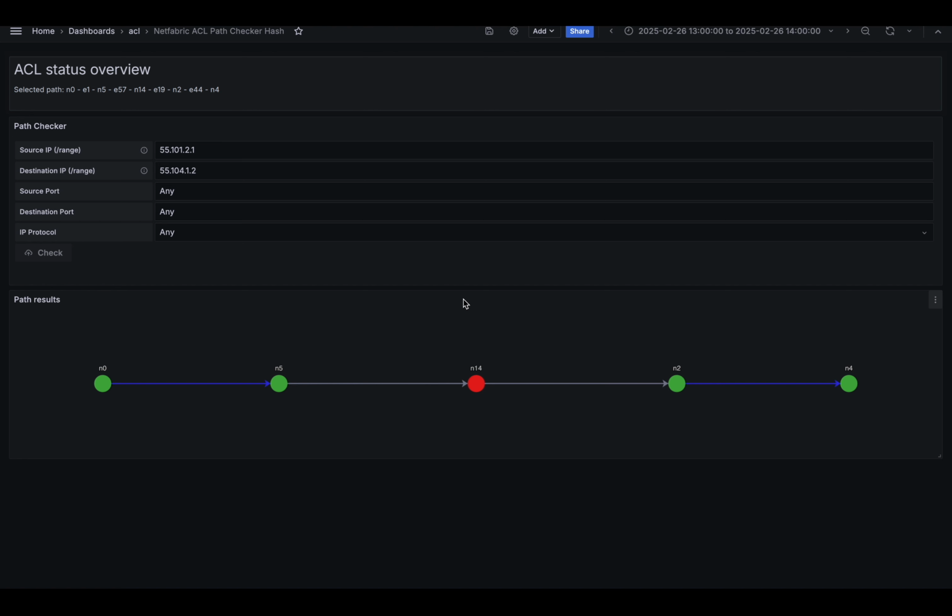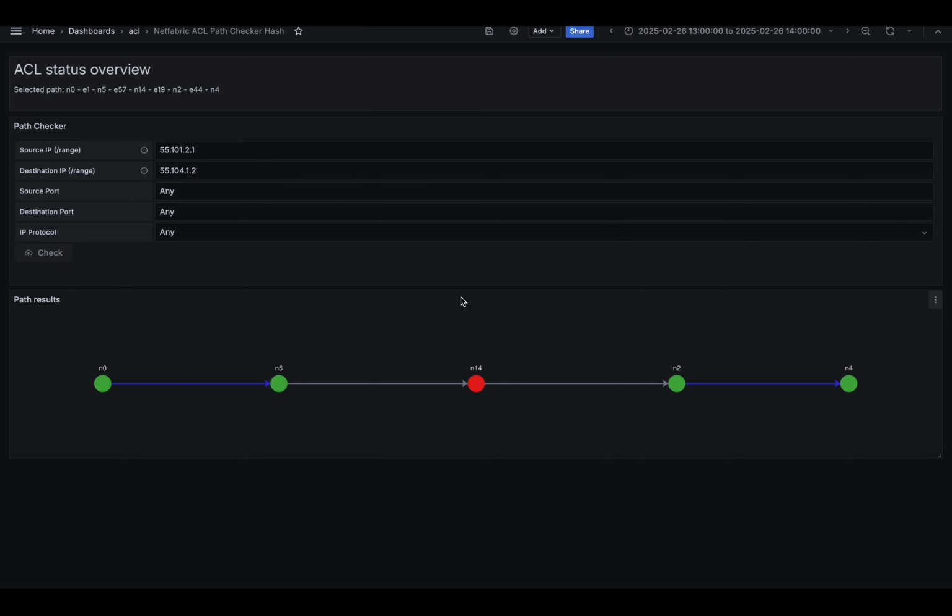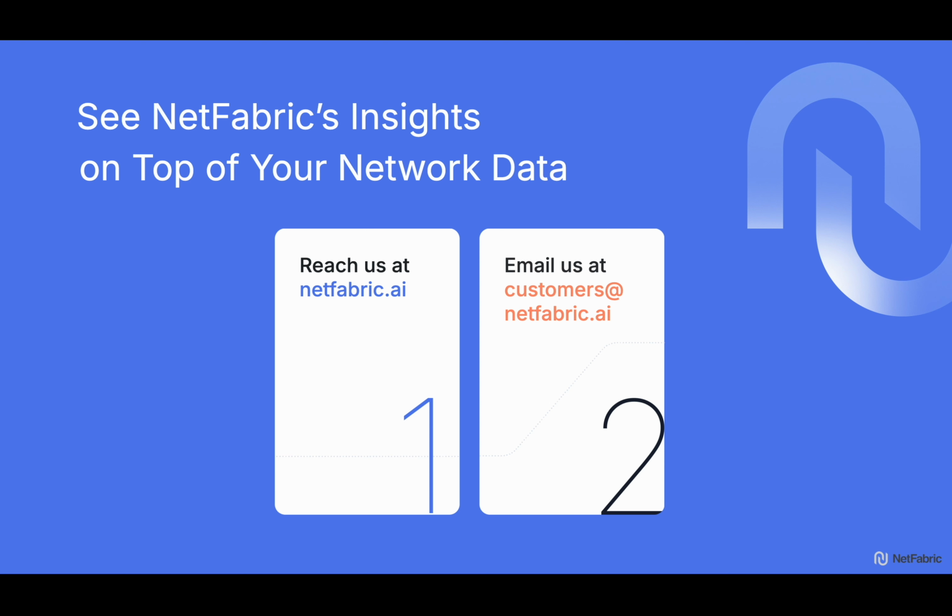Let's summarize. In this demo, we've seen how the NetFabric intelligence engine empowers you to see the full picture by connecting and correlating multiple data sources for smarter troubleshooting, instantly detect and pinpoint ACL misconfigurations, reduce resolution times and improve network performance. By building a deep understanding of your network and automating tedious troubleshooting steps, NetFabric enables you to focus on what truly matters, keeping your network running smoothly.